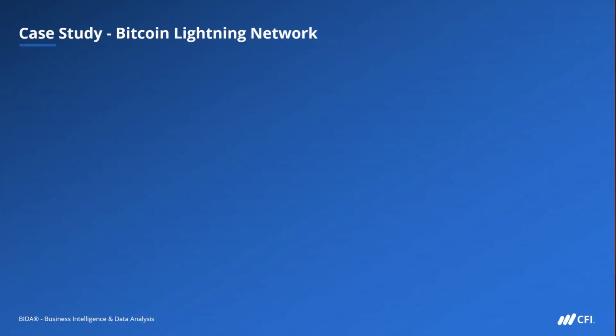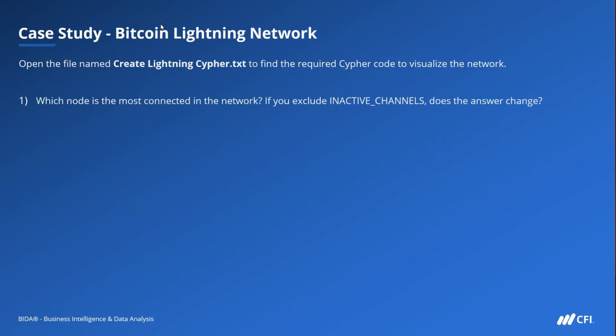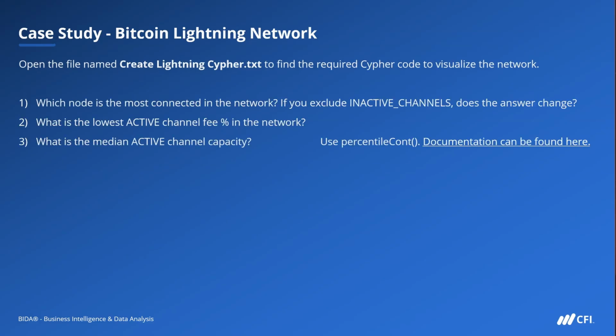So let's take a look. Create a new graph using the Lightning Cypher. Save it in your favorites and answer the following questions. Which node is the most connected in the network? If you exclude inactive channels, does the answer change? What is the lowest active channel fee percentage in the network? What is the median active channel capacity? You'll need to use the percentile continuous function, and I've included the documentation in the student files. What proportion of nodes do not have any connection to any other node? These are the disconnected ones we saw in the diagram.